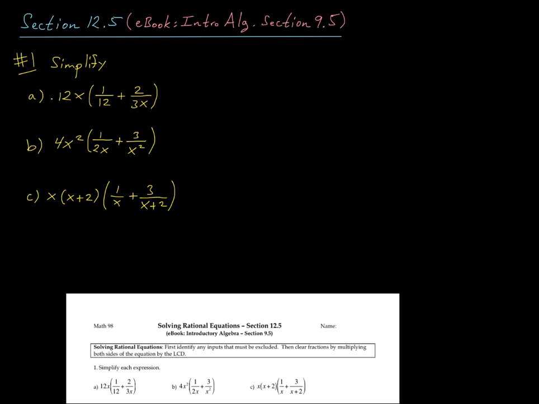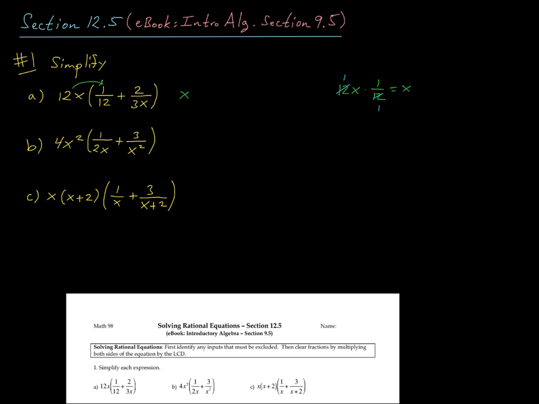Part A says we have 12x times the quantity 1/12 plus 2 over 3x. So to simplify here, I'm going to go ahead and distribute first this 12x to 1/12. And I'm going to do this calculation over here off to the side. 12x times 1/12. Notice the 12 here and here will drop out. And that's just going to leave me with x. So this multiplication will just give me an x.